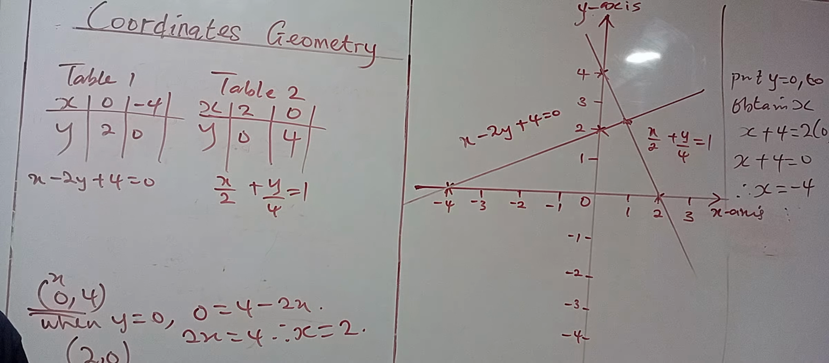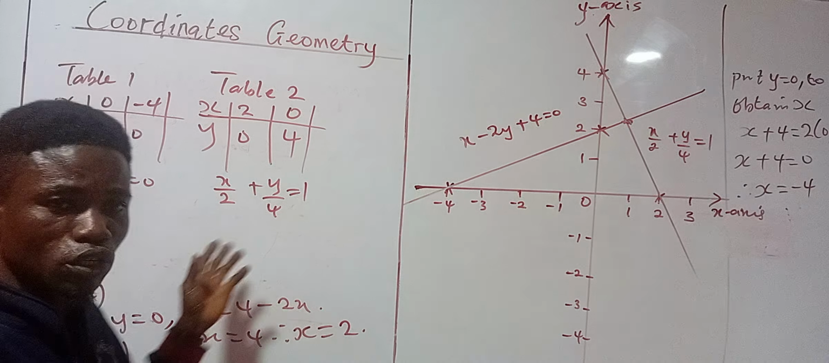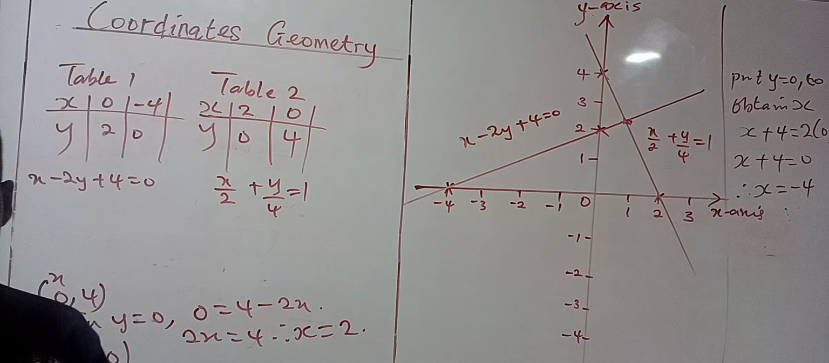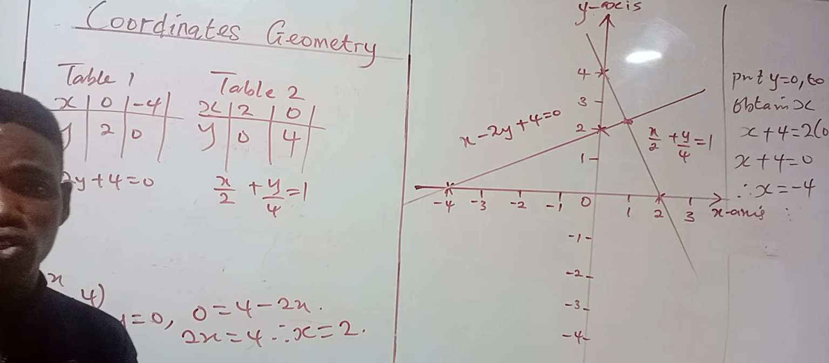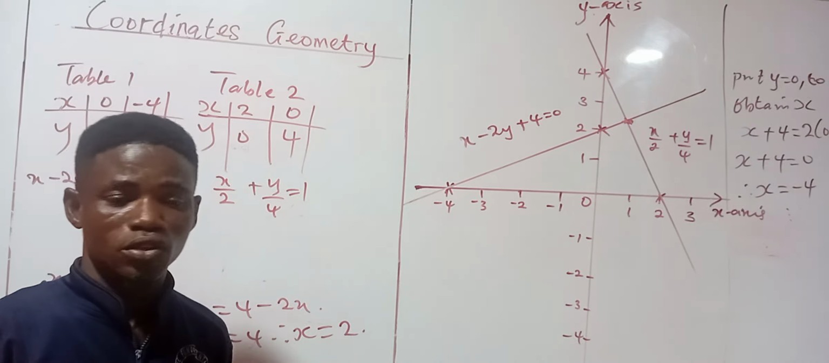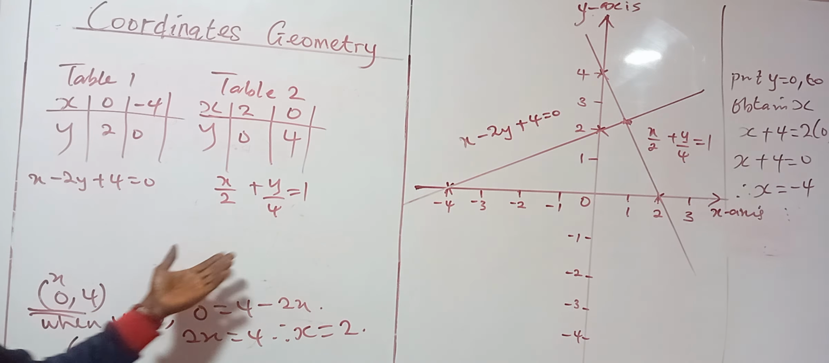So that is all about equation 1. Then for equation 2, you also put x to 0 in order to obtain y. Then after that, you put y to 0 in order to obtain x. So that is all about that.